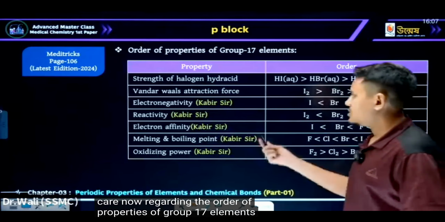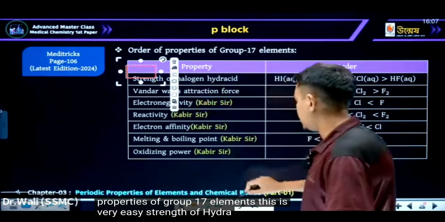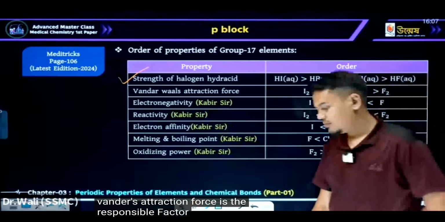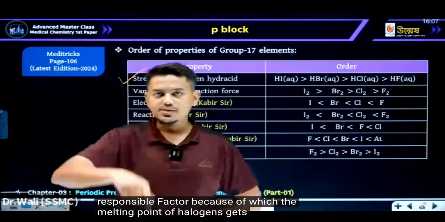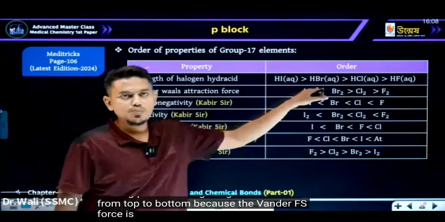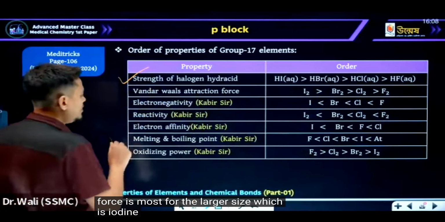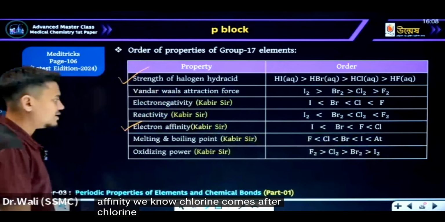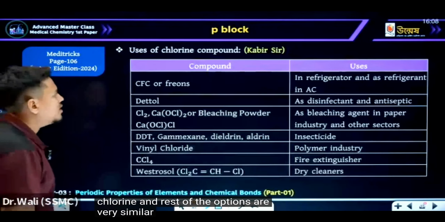Now, regarding the order of properties of group 17 elements, this is very easy. Strength of hydroxide has come in different admission tests. Moreover, van der Waals attraction force is the responsible factor because of which the melting point of halogens increases from top to bottom, because the van der Waals force is most for the larger size, which is iodine. Regarding the electron affinity, we know chlorine comes after fluorine, and the rest of the options are very similar.